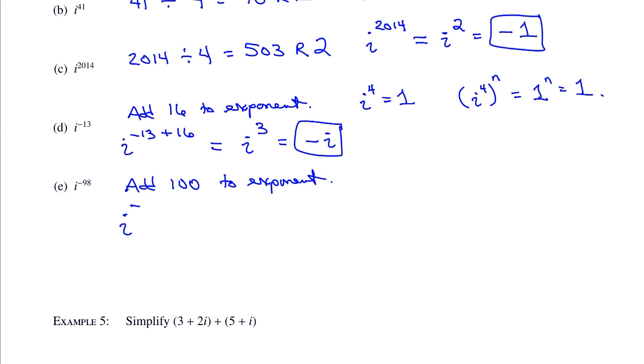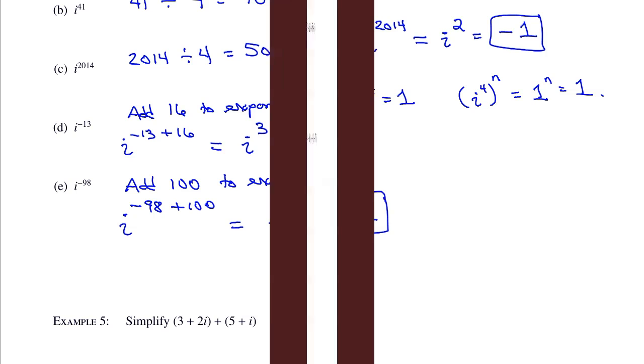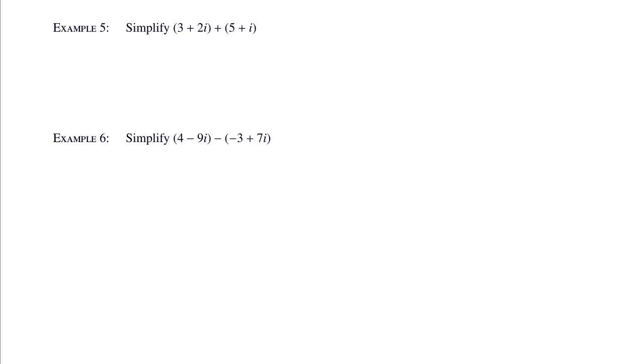So i to the negative 98 plus 100 is equal to i squared, which is negative 1. You can also add, subtract, multiply, and divide complex numbers. Let's look at examples of those.